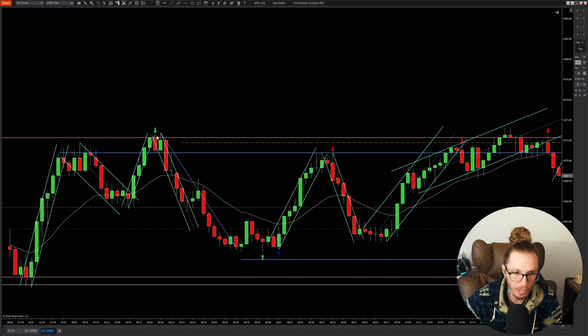It's a little more complicated, and that's why I marked it like that. It's not a perfect setup. And then it comes down. You then get this move here, which is basically like a double bottom, so you can kind of treat it like a higher low. It's reasonable, but it's not perfect.